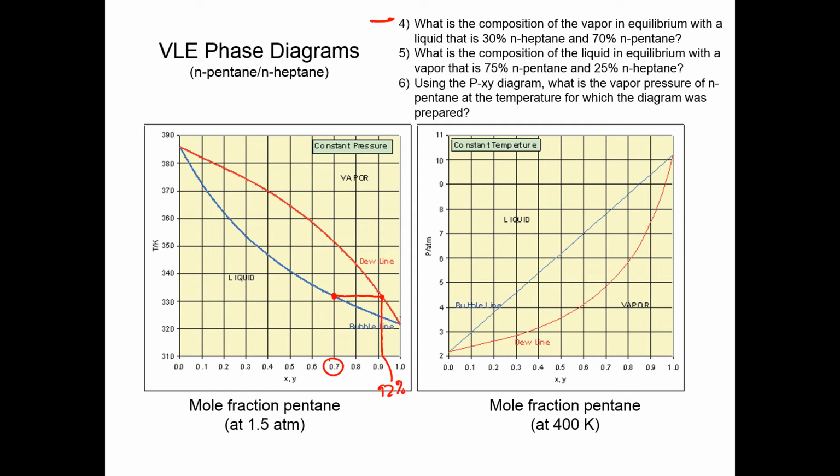And that makes sense because the N-pentane has a higher vapor pressure or lower boiling point. It's more volatile, and so you'd expect in the vapor for that to be in higher concentration.